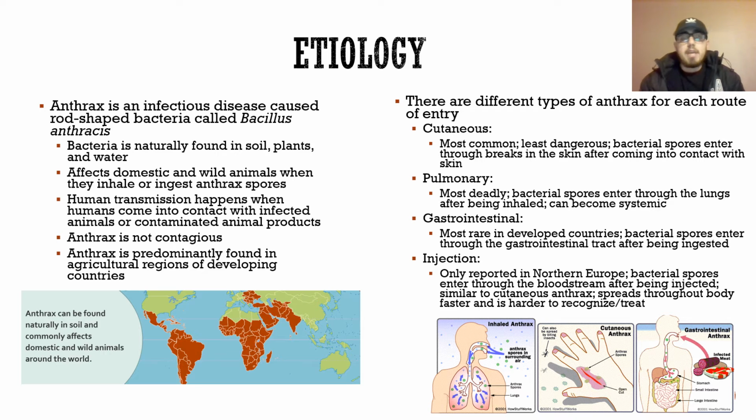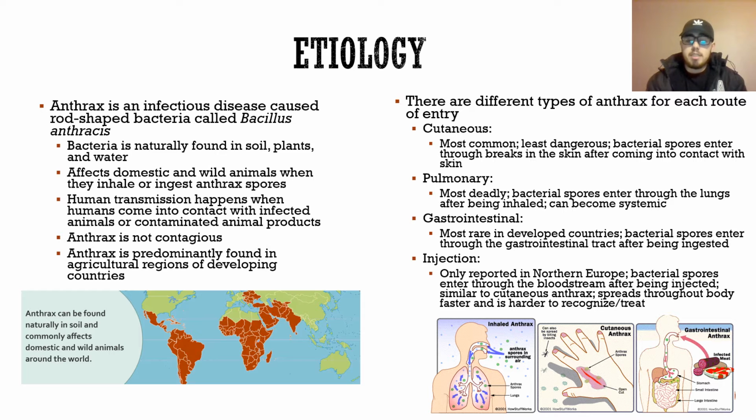Moving on to etiology. Anthrax is an infectious disease caused by rod-shaped bacteria, Bacillus anthracis, as previously stated. The bacteria is naturally found in soil, plants, and water, and of course, the water, soil, and plants can be contaminated with the actual bacteria. It affects domestic and wild animals when they inhale or ingest anthrax spores. So these spores are the things that are going to be found in soil, plants, and water.